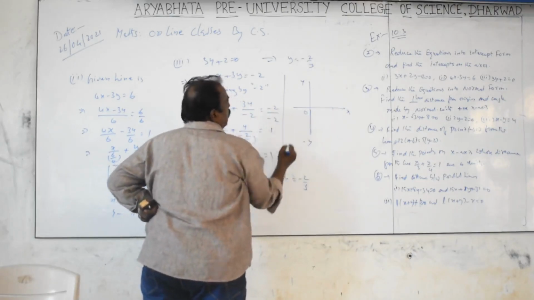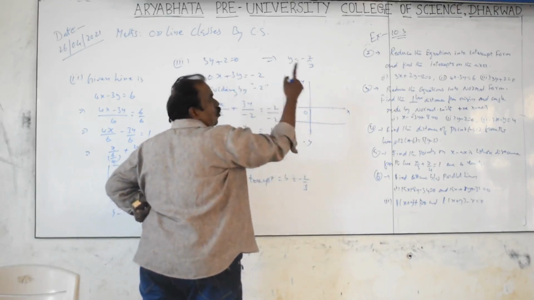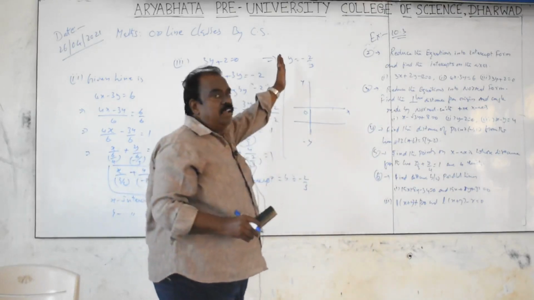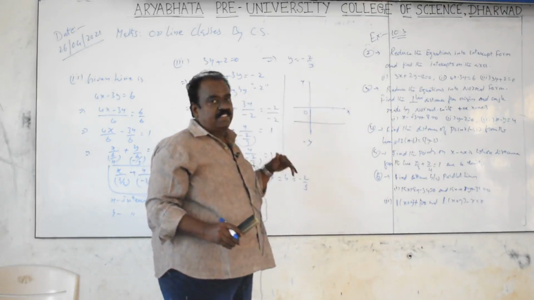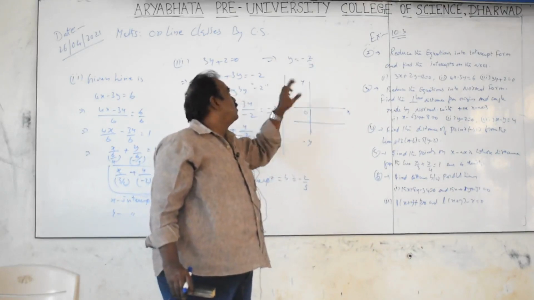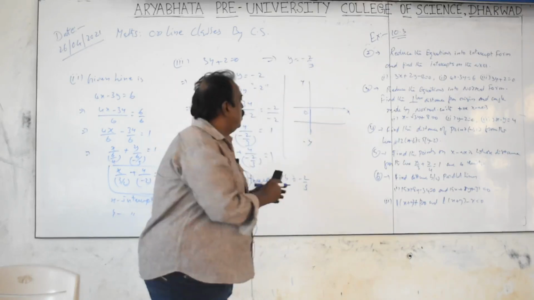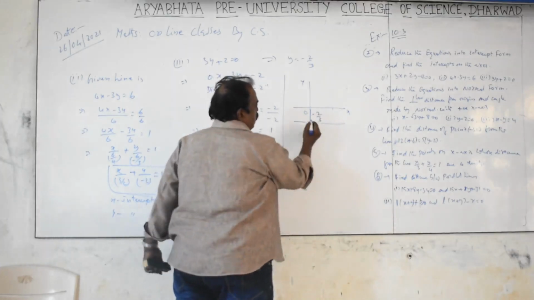You see, it is like this. Y is equal to k is a line parallel to x-axis, whereas x is equal to some k is a line parallel to y-axis. Here y is equal to some number, a negative number. So it is at minus 2 by 3 distance.